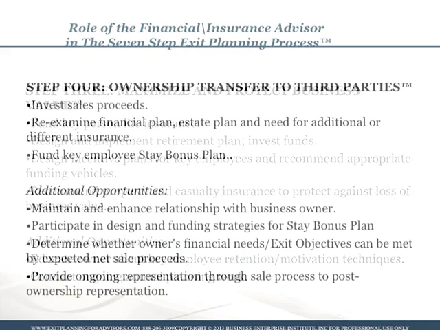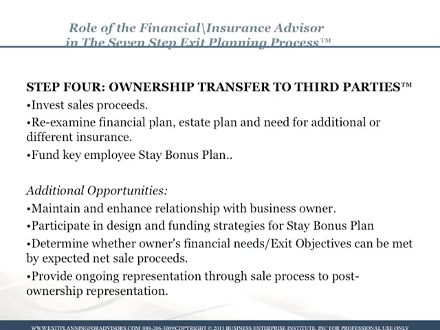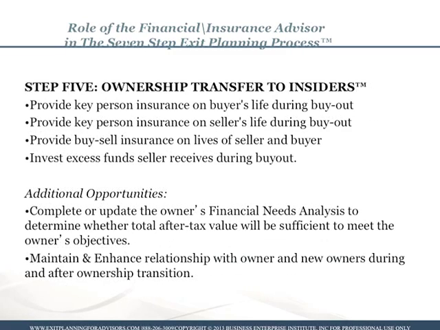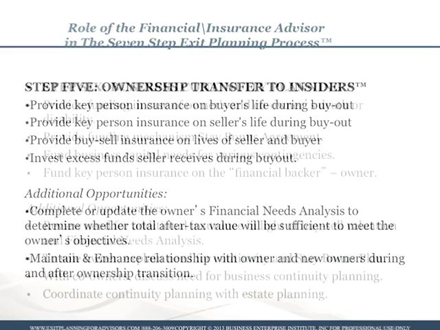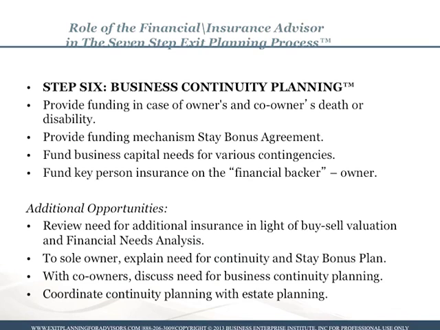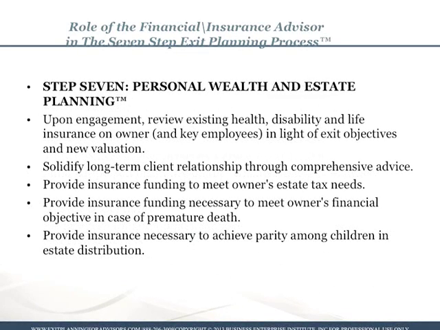So the fourth step deals with selling the business to an outside third party. The fifth step deals with transferring the business to an insider, child, co-owner, or management team as part of an exit strategy, bearing in mind that those people don't have any money, so there's a lot of risk involved if we are not careful in how we design that. The sixth and seventh steps, then, you're going to be familiar with. One is business continuity, and the other one really is estate planning.